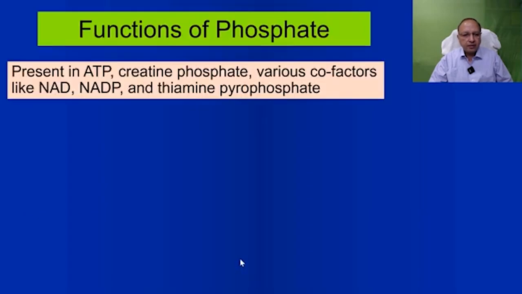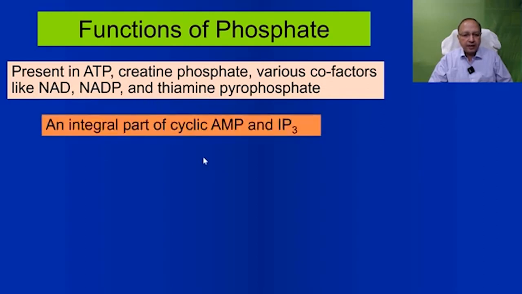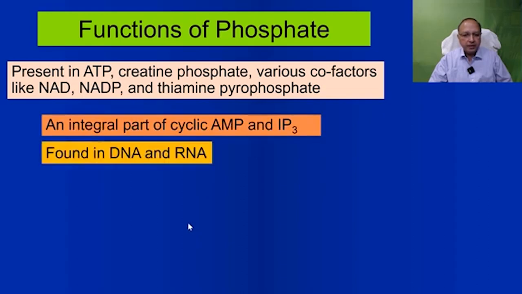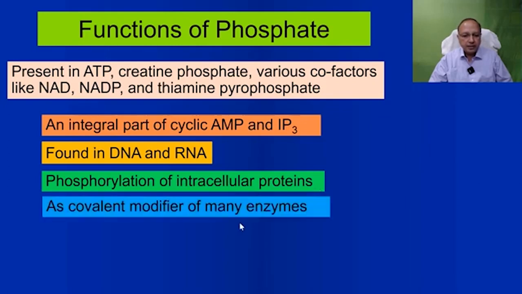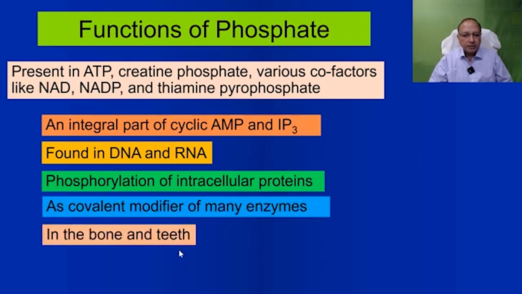Functions of the phosphate. It is present in ATP, creatine phosphate, various cofactors like NAD, NADP and thiamine pyrophosphate. And it is an integral part of cyclic AMP and inositol triphosphate. It is also found in DNA and RNA. Phosphorylation of intracellular proteins is a very important step for the activation of any of the reactions occurring within the cell. It is a covalent modifier of many enzymes, and of course it is present along with the calcium in the bone and teeth.